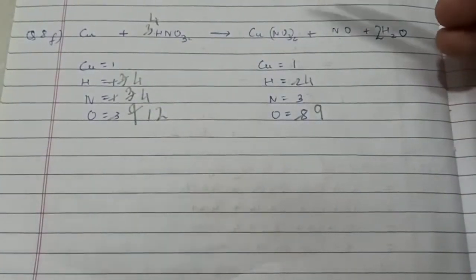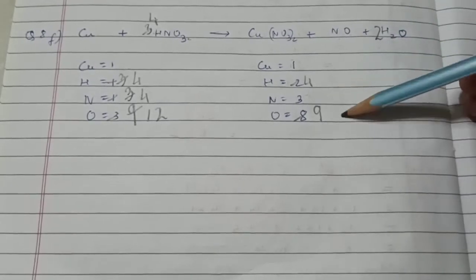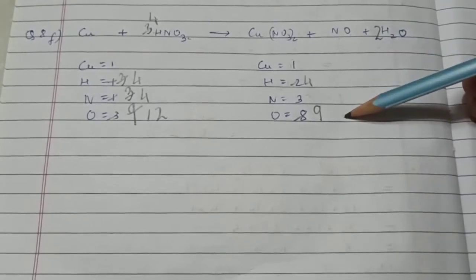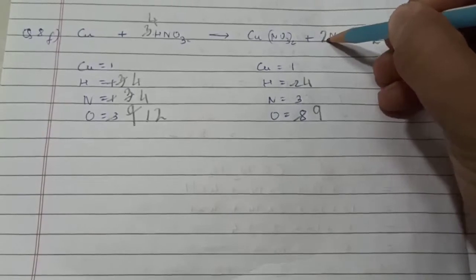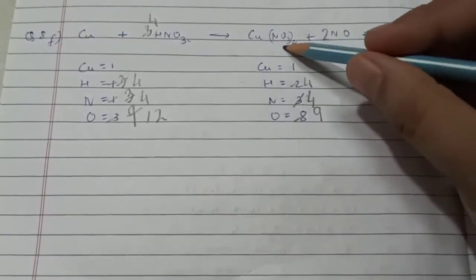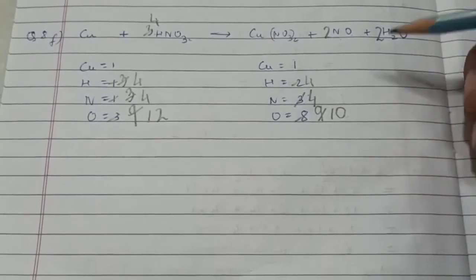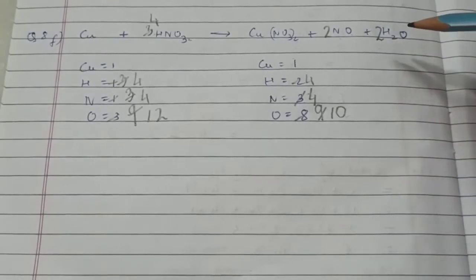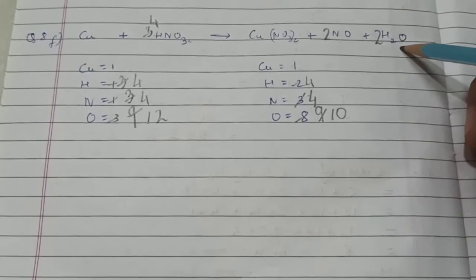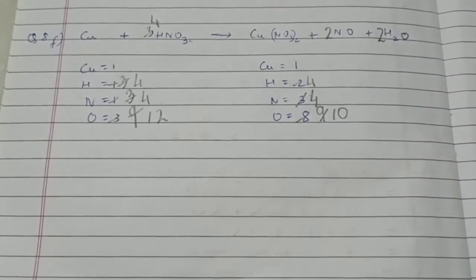Now we'll have to increase nitrogen as well as oxygen out here. So let's try to do that. If I put a 2 here, it seems to work. Nitrogen becomes 4, 2 plus 2, but oxygen becomes 10. I want to increase oxygen further. So which one should I increase? This, or this? Now here's the tricky part.